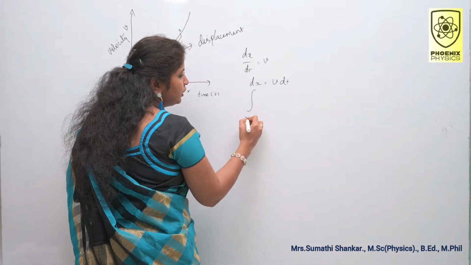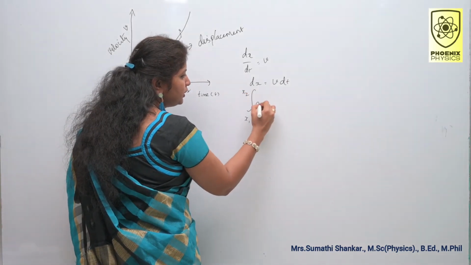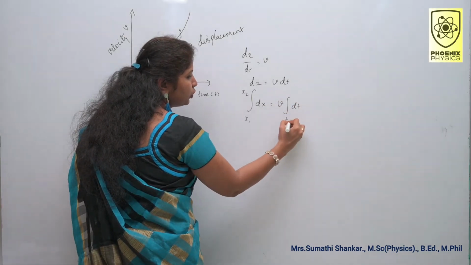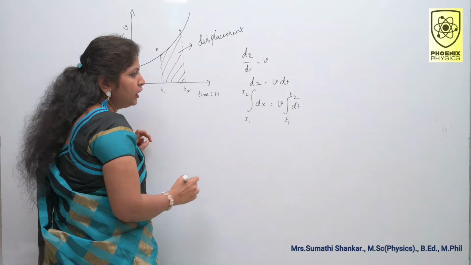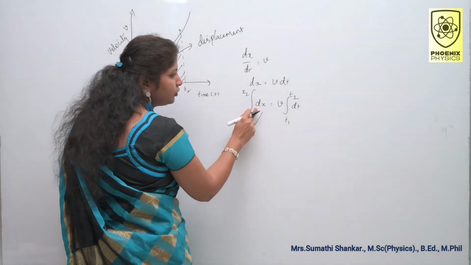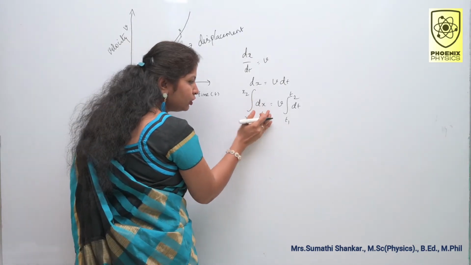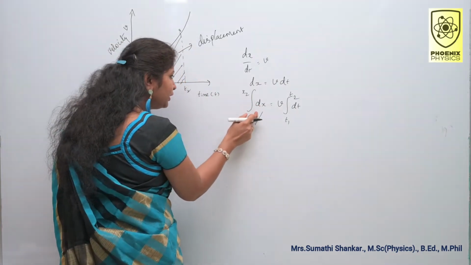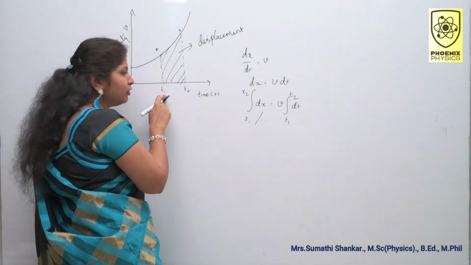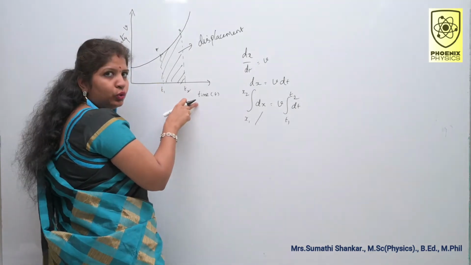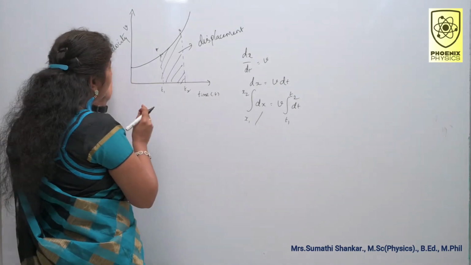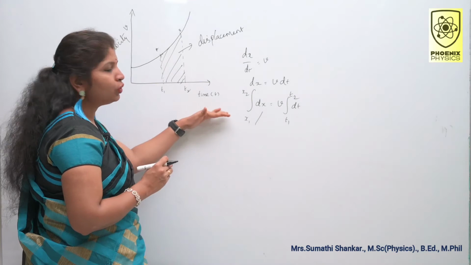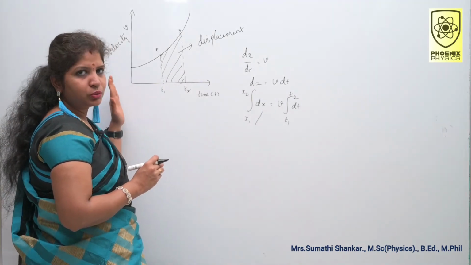Apply the limit x1 to x2. Integral of dx is equal to integral of V dt, with limits t1 to t2. Here the left hand side of the integral will give the displacement travelled by the particle during the time interval from t1 to t2. If you plot velocity versus time, just integrate the value, you can get displacement.